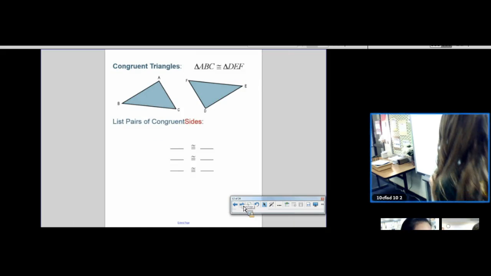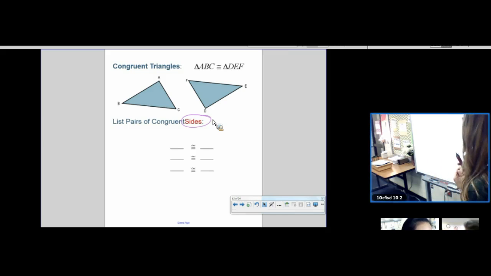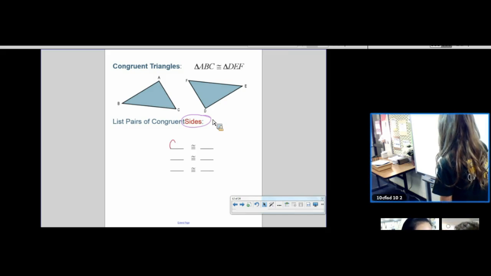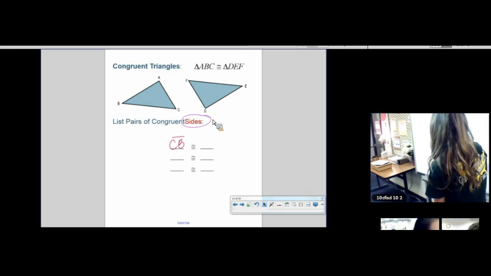Now let's look at sides. Let's list the congruent sides. So I'm going to list some sides, and I want you to try to list the ones that are congruent to it.